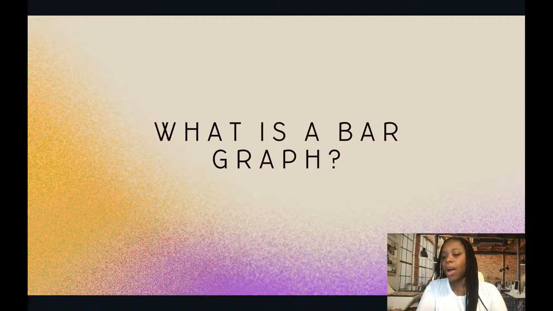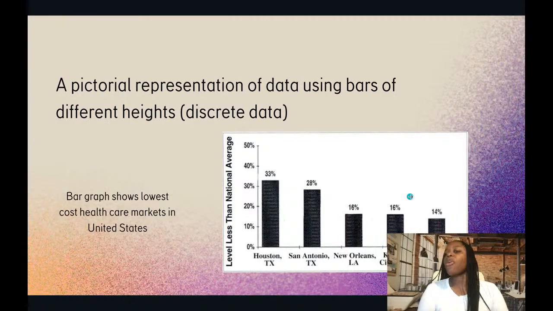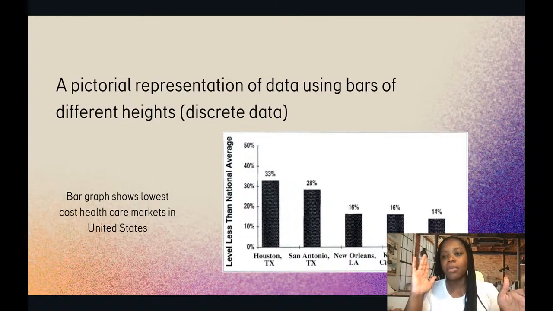So first off, let's talk about what a bar graph is. A bar graph is a pictorial representation of data using bars of different heights. And I put in parentheses, discrete data. Okay, this word discrete versus continuous is something that you're going to want to understand for your RHIA. I'm not going to cover that today, but if you don't know the difference between discrete data and continuous data, please write that down and make sure that you understand that, because that's important to answer these type of questions as well. But I'm just going to cover bar versus histogram.